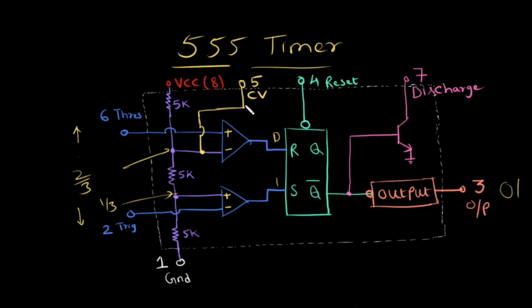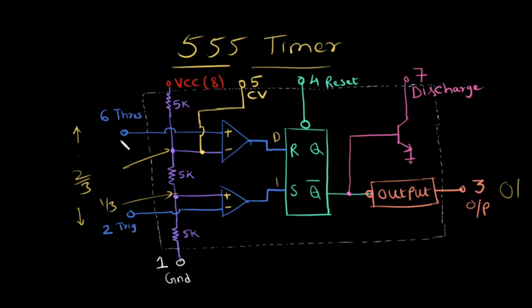Similarly, we have pin number 5, which is called the control voltage, connected to the negative terminal of this comparator. You can see that this is the same as the point where we have 2/3 of VCC. So basically this control voltage pin can be used to change this particular reference voltage. So this is the overall block diagram of the 555 timer.